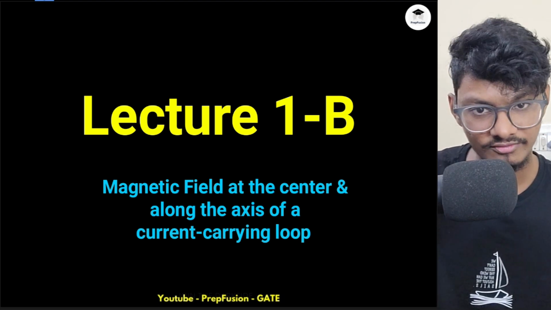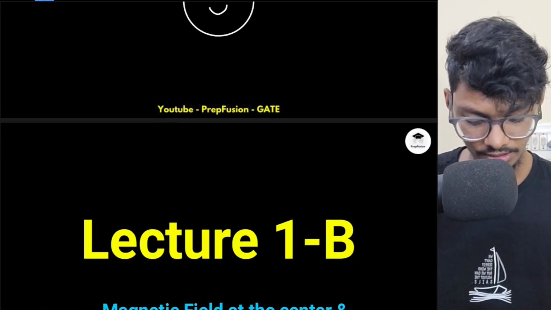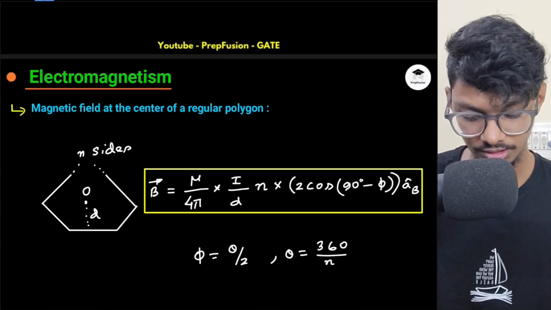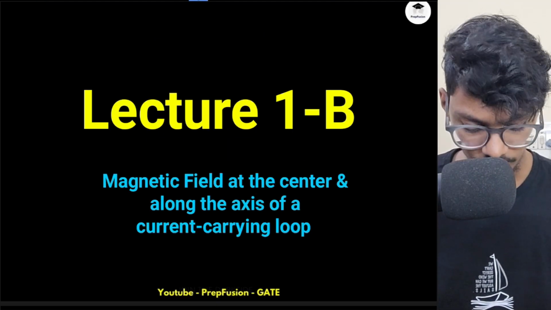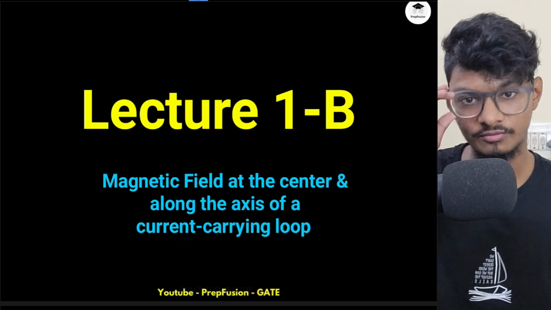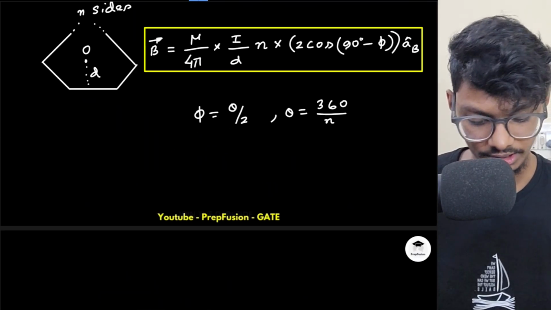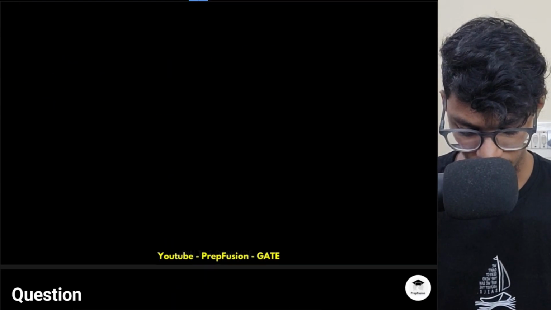Okay, so I gave you a lot of homework, so all those questions we'll do, and also in today's lecture we'll derive a few expressions for the magnetic field at the center of a regular polygon. Also, we'll find the magnetic field at the center along the axis of a current carrying loop, and obviously we'll do more questions on these things. So let's go back to the previous homework questions, one by one.